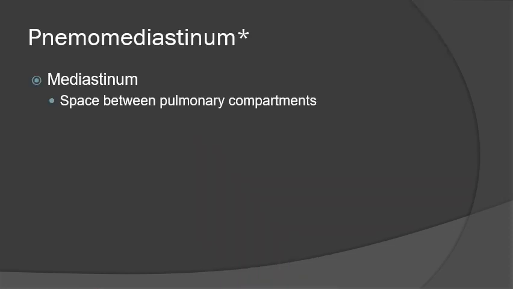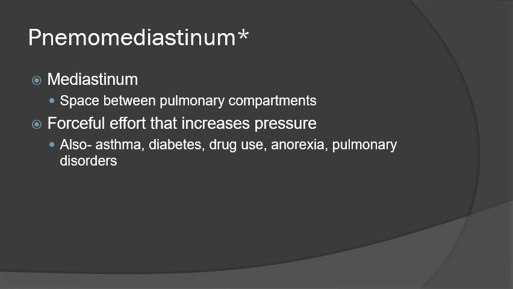Pneumomediastinum. We talked about the mediastinum already in talking about the tension pneumothorax. The mediastinum is the anatomic space between the pulmonary compartments. You can get air spontaneously leaking into that region, and then you'd have a pneumomediastinum. Usually any type of forceful effort can increase pressure and cause that to occur. There are also some other conditions that predispose individuals to a pneumomediastinum. People with asthma, diabetes, certain types of drug use, people with anorexia or other pulmonary disorders can also be predisposed to pneumomediastinum as well.